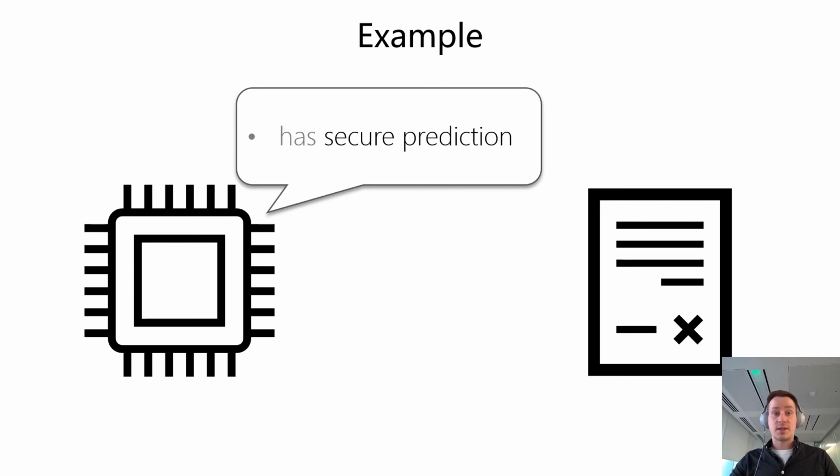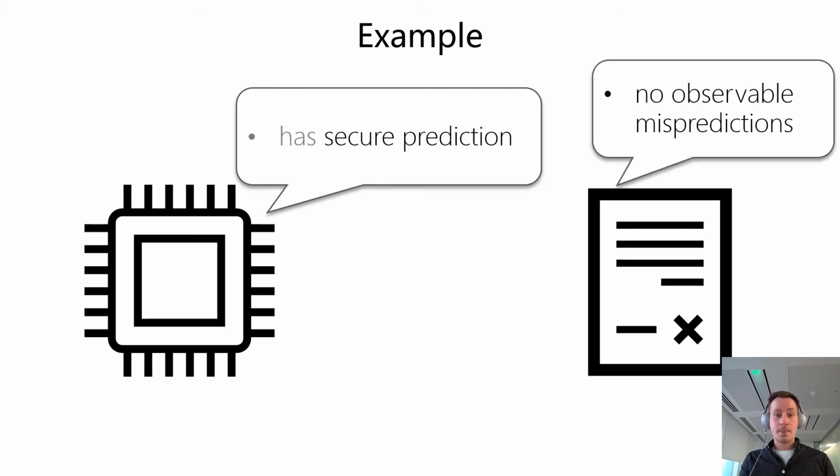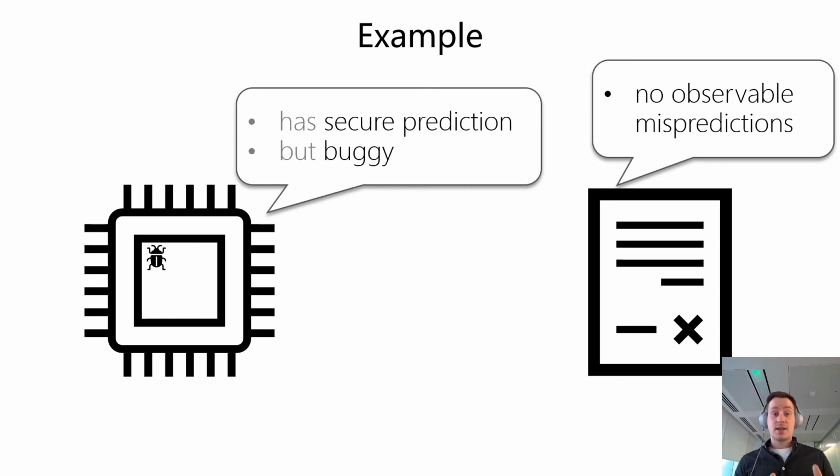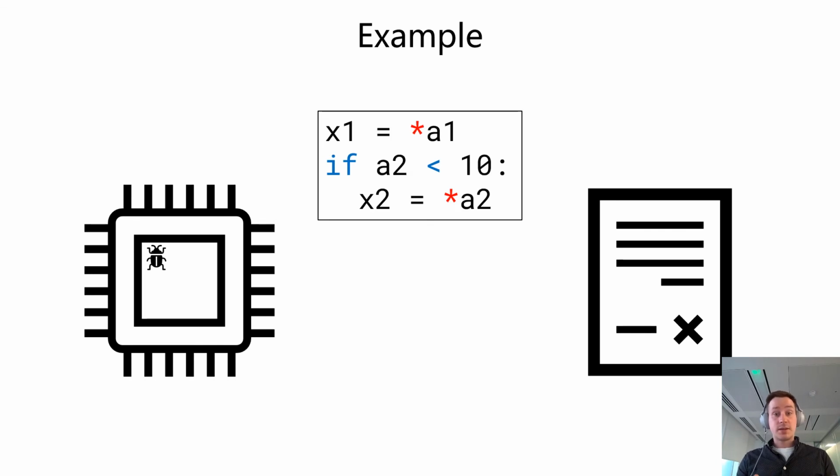So let's consider an example. Say we have a CPU with a secure branch prediction in this case. So it's not just branch prediction, it's the kind of branch prediction that is not supposed to expose any information to the attacker. So our expectation would be that in the contract no branches are mispredicted. But let's say the actual implementation of this secure prediction is buggy and it doesn't actually work as we expect it to do. This would be something that we want to detect. We can detect it with the following program.